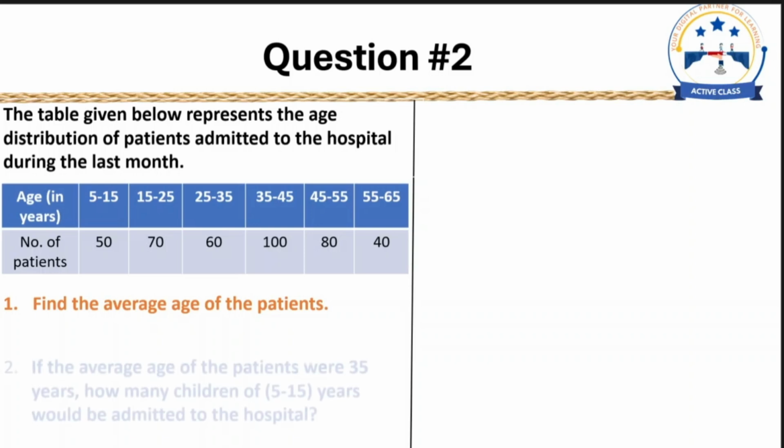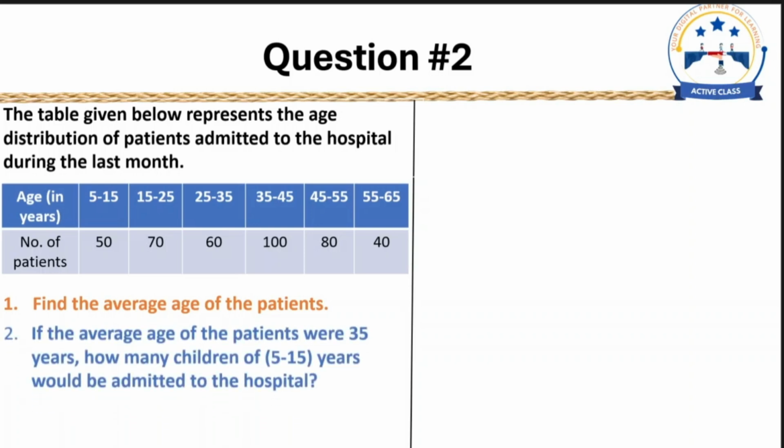Second question is a little more tricky one. If the average age of the patients were 35 years, how many children of 5 to 15 years would be admitted to the hospital? Let's move to the first question. We follow the same 3 steps that we did just before to calculate the average age. Here the term average and mean has the same meaning. Let's do it. Do you remember the first step of the calculation that we did just before?